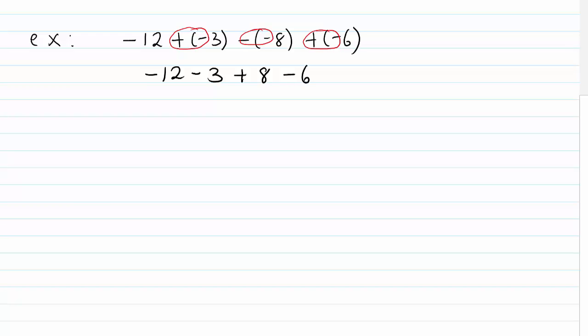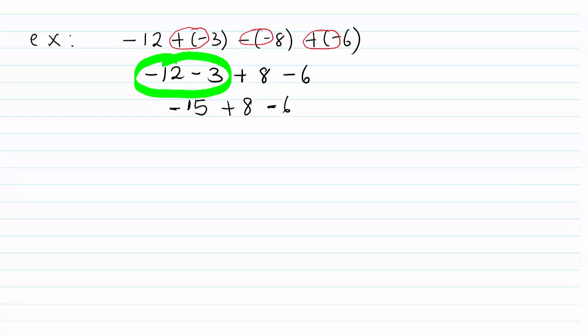Now I only have addition and subtraction, so I can move ahead with my left to right principle, and I'd use these two first. And minus 12 minus 3, since the signs are the same, I keep the sign and I add the numbers. 12 plus 3 is 15. I bring down the plus 8 and I bring down the minus 6.